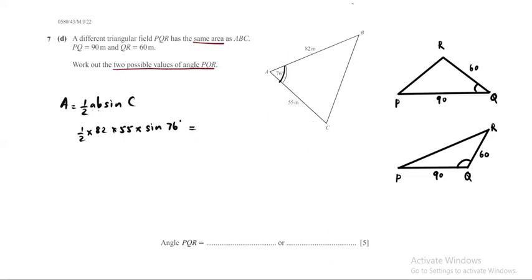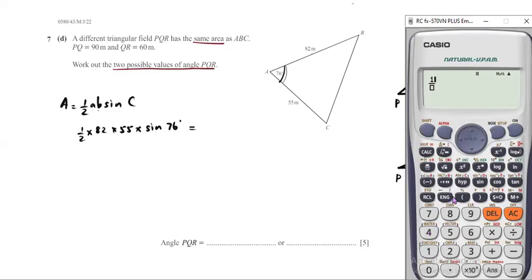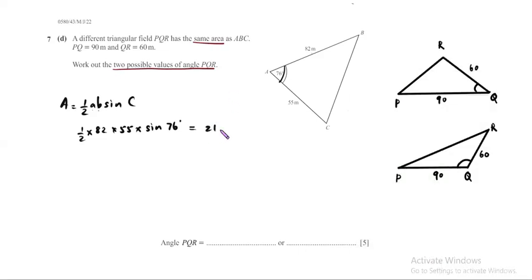So I'm going to put this in the diagram. It's going to be half times 82 times 55 times sine 76. When we do that, we get 2188.016, so I can write it as 2188.02 square meters as the area of this triangle.